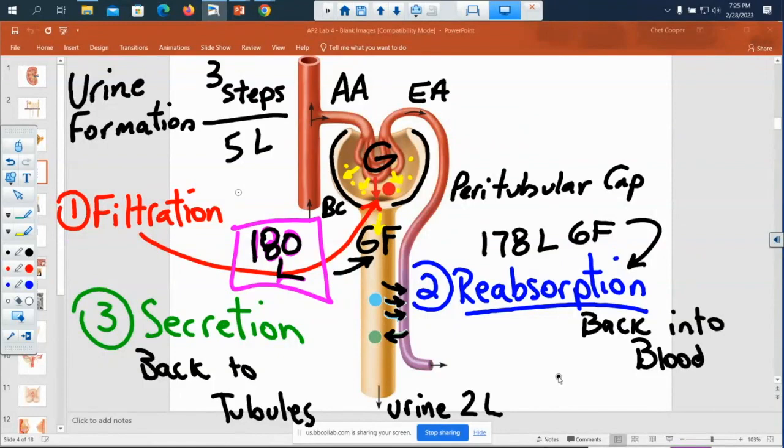Okay? I don't know if they're both in the practice quizzes or not, but there is a question that shows up on the test that says, how much glomerular filtrate does a person make in a day? Tell me the answer. 180 liters. There is another question that asks, how much glomerular filtrate is reabsorbed? 178. Reabsorbed always means by the blood.